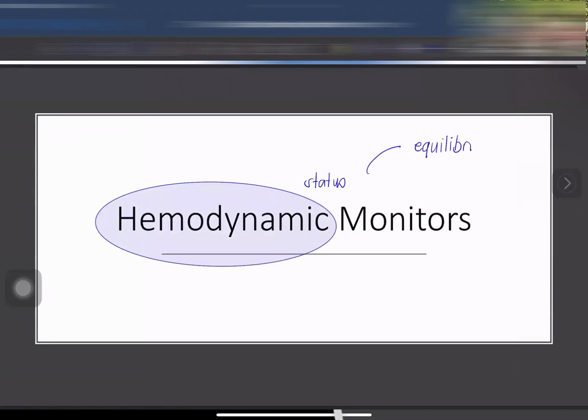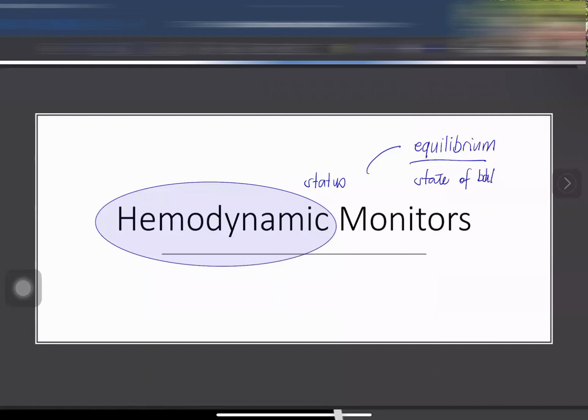Hello, we'll be talking about your hemodynamic monitors. When you talk about hemodynamic monitors, basically these are your monitors in the clinical setting that are able to monitor the hemodynamic status of your patient. And when I say hemodynamic status of your patient, it usually pertains to the functioning of your patient and the attainment of equilibrium. In other words, class, the state of balance. Okay, the state of balance.